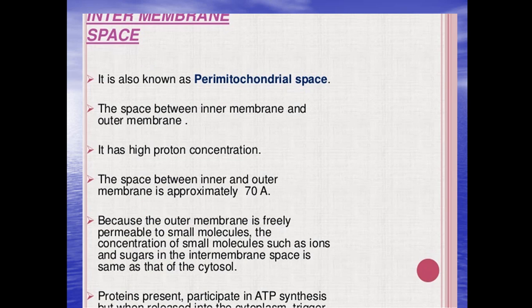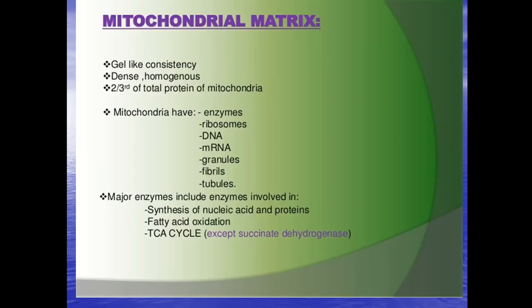This intermembrane space is also known as perimitochondrial space. And okay, this is what we have already discussed. Then if you enter into the last part of the mitochondria, that is the matrix, which has been enclosed by the inner membrane. The mitochondrial matrix is having gel-like consistency. Gel-like. And it is dense and homogeneous.